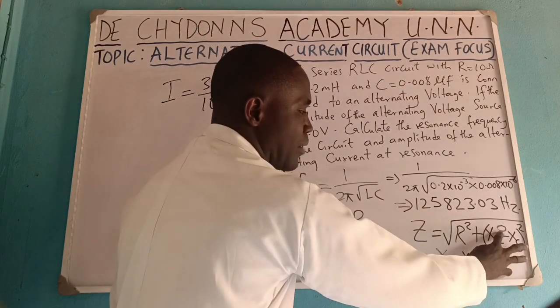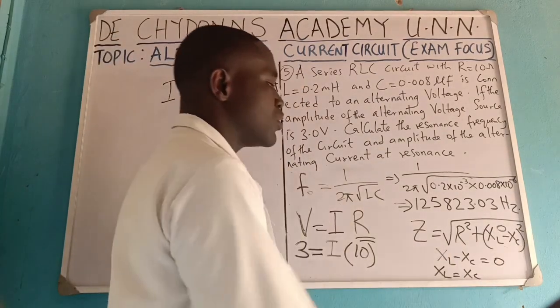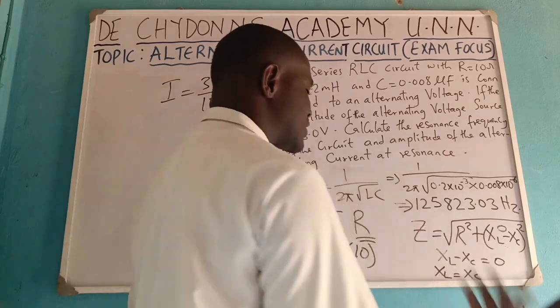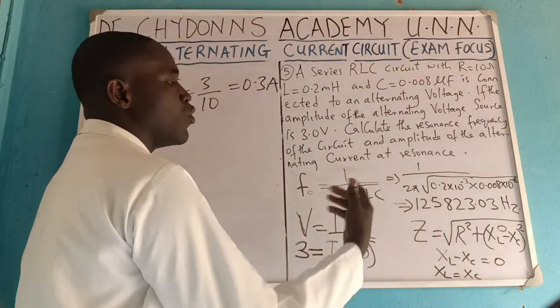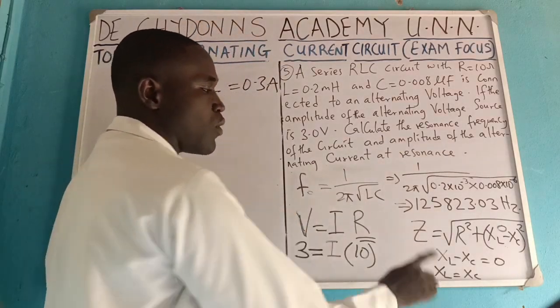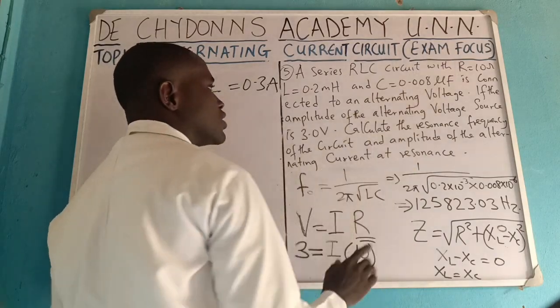So we just put it to be 0. R square plus 0 square will give you R square. Square root of R square is R. That means the impedance at resonance is equal to the resistor given to you.